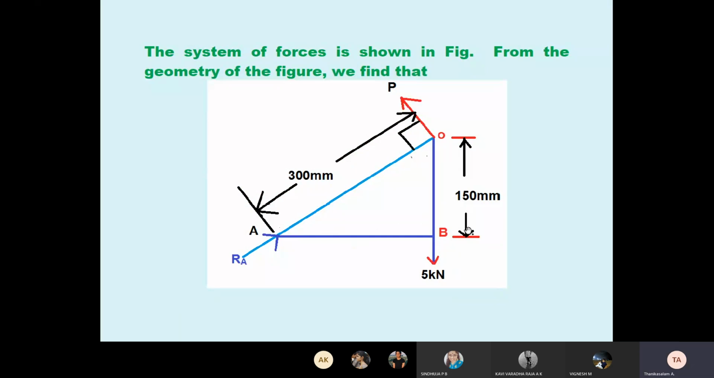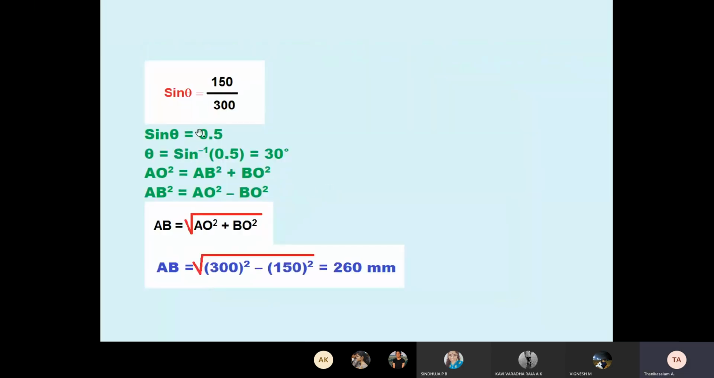So now see the latter diagram. Here, see 300 mm and 150 mm. We want the angle at A point because the reaction goes inclined. So it should look like a right angle triangle. Apply trigonometry. What is sin theta? Sin theta equals opposite by hypotenuse side. Sin theta equals opposite 150 divided by 300, therefore 0.5. Therefore theta equals 30 degree.